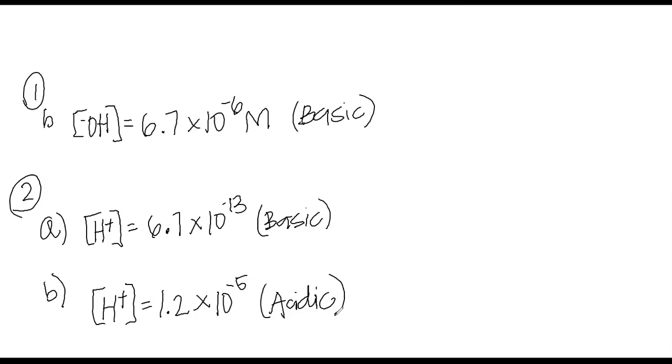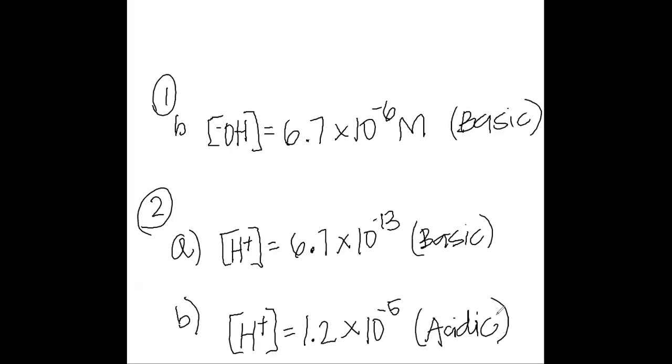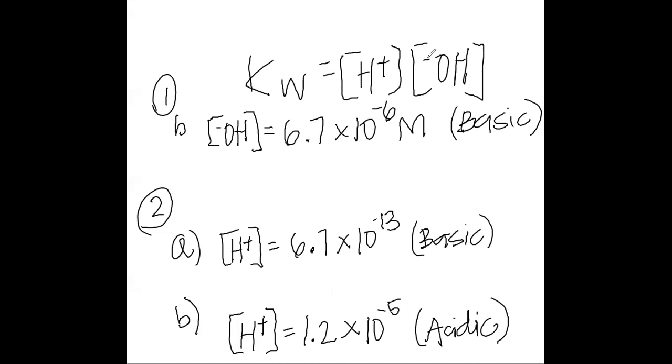Okay, so those are your answers to example 16.2. I hope you don't have any difficulties with that. It's not hard. You're just substituting your numbers into the Kw. Kw equals hydrogen plus times OH minus. All right, so let's go back to our notes.